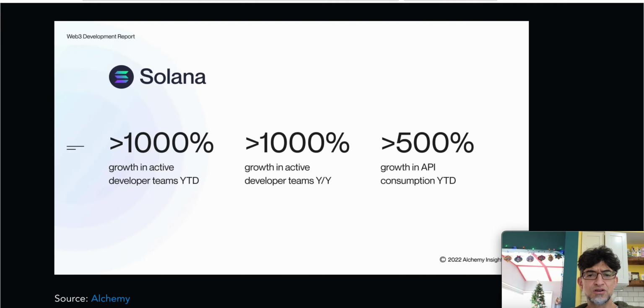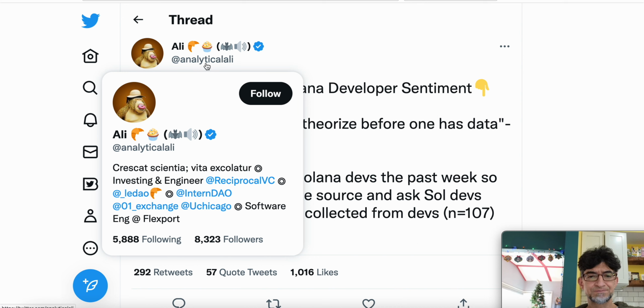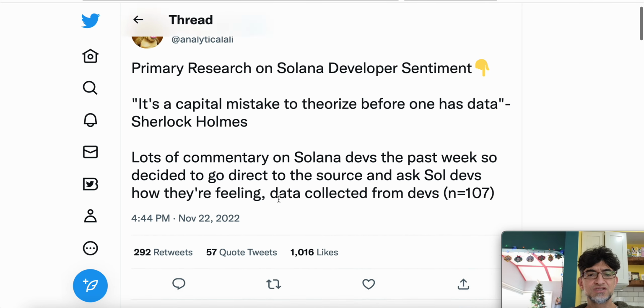So let me go over some other data I'm looking at. If you go to Alchemy, they also do work on Web3 and development. And again, they're saying what I just quoted you from another data source, that there's a greater than 1,000% growth in active development teams year to date, and on and on. And API consumption is strong. So they're confirming what I just read to you. And this is a person that put out that survey that I talked about earlier. It's from Ali at Analytical Ali on Twitter, and you can follow that person. You can see the survey results yourself.